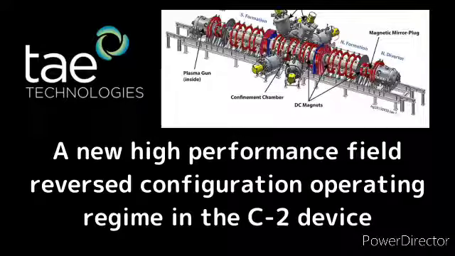A new high-performance field reversed configuration operating regime in the C2 device. 1. Introduction. The field reversed configuration (FRC) is a prolate compact toroid formed with poloidal magnetic fields.